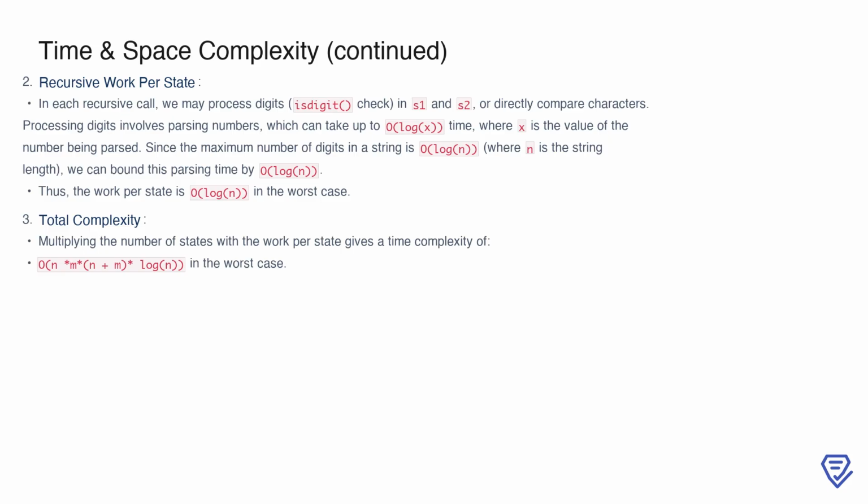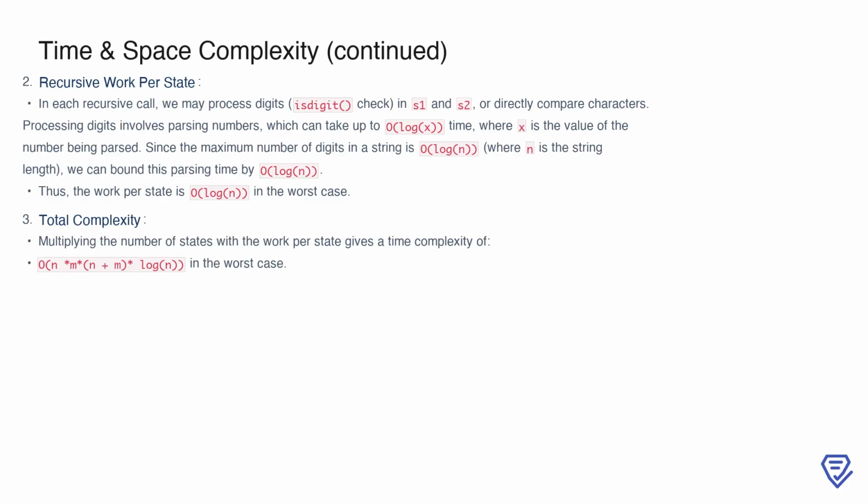Now, let's consider the work done within each state. In each recursive call, the function may need to process digits in the strings or directly compare characters. Processing digits involves parsing numbers, which can take up to O(log x) time, where x is the value of the number being parsed. Since the maximum number of digits in a string is proportional to the length of the string, this parsing time is bounded by O(log n). Therefore, the work done per state is O(log n) in the worst case.